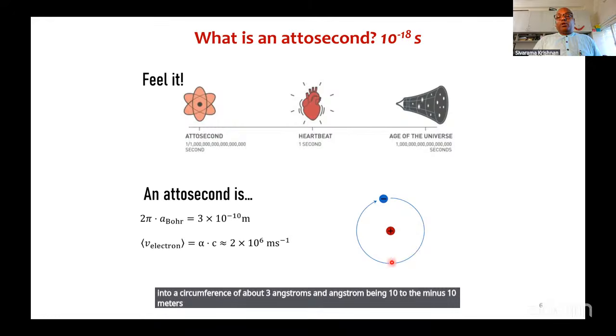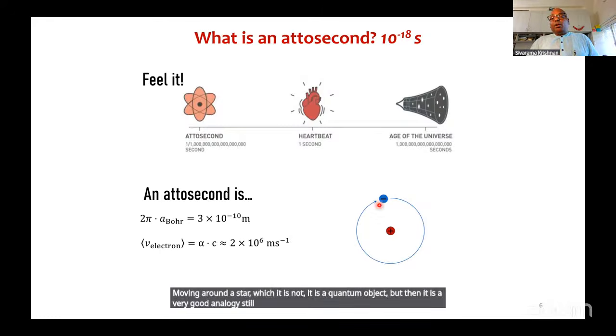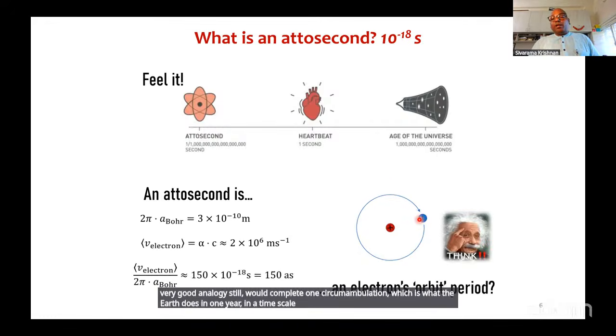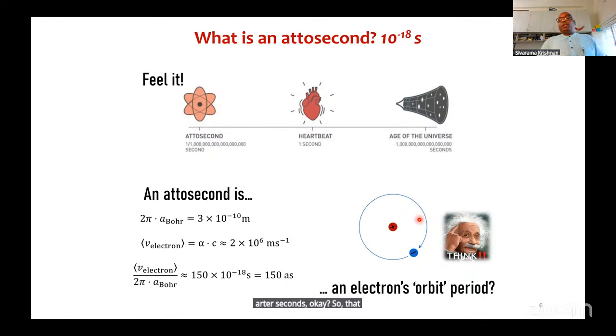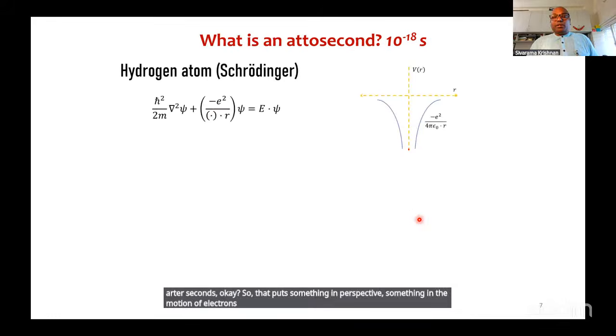So this electron, if it were to be an analogous planet moving around a star, which it is not, it is a quantum object, but then it is a very good analogy still, would complete one circumambulation, which is what the Earth does in 1 year, in a time scale which is about 150 attoseconds. Okay, so that puts something in perspective. Something in the motion of electrons and atoms happens on this time scale.